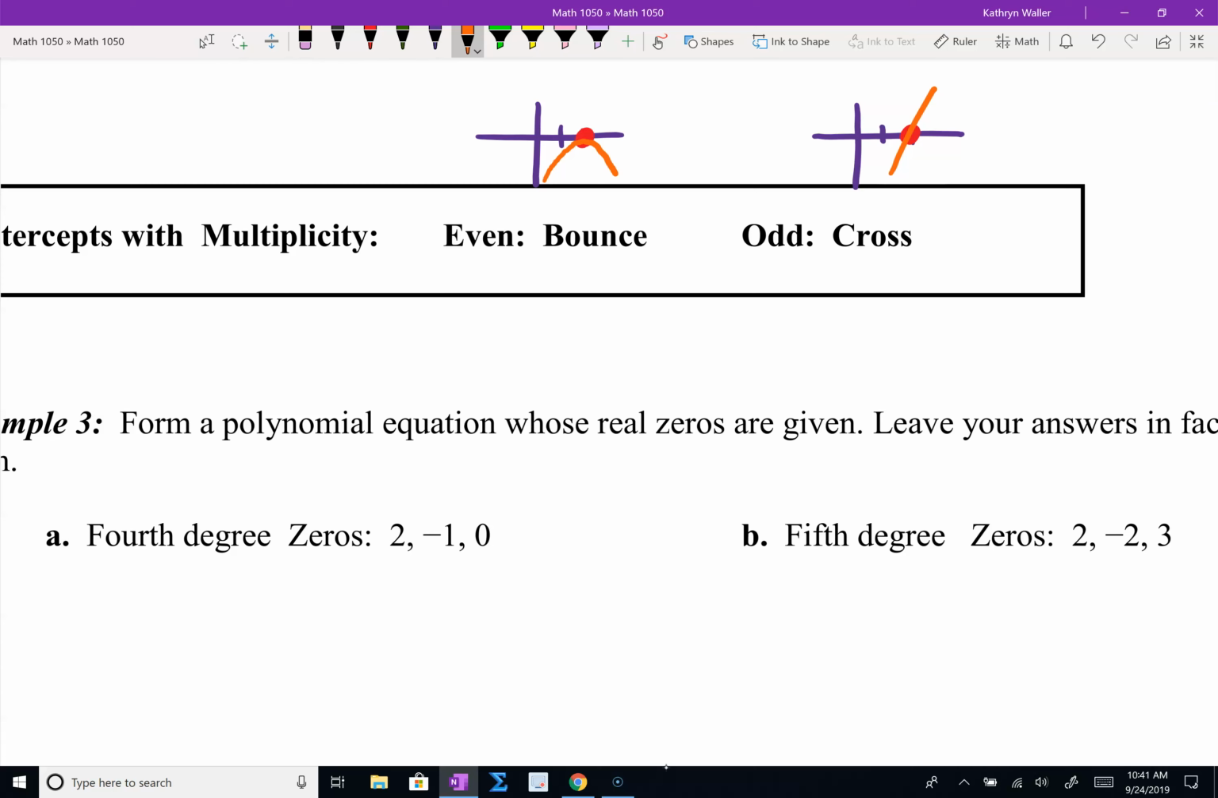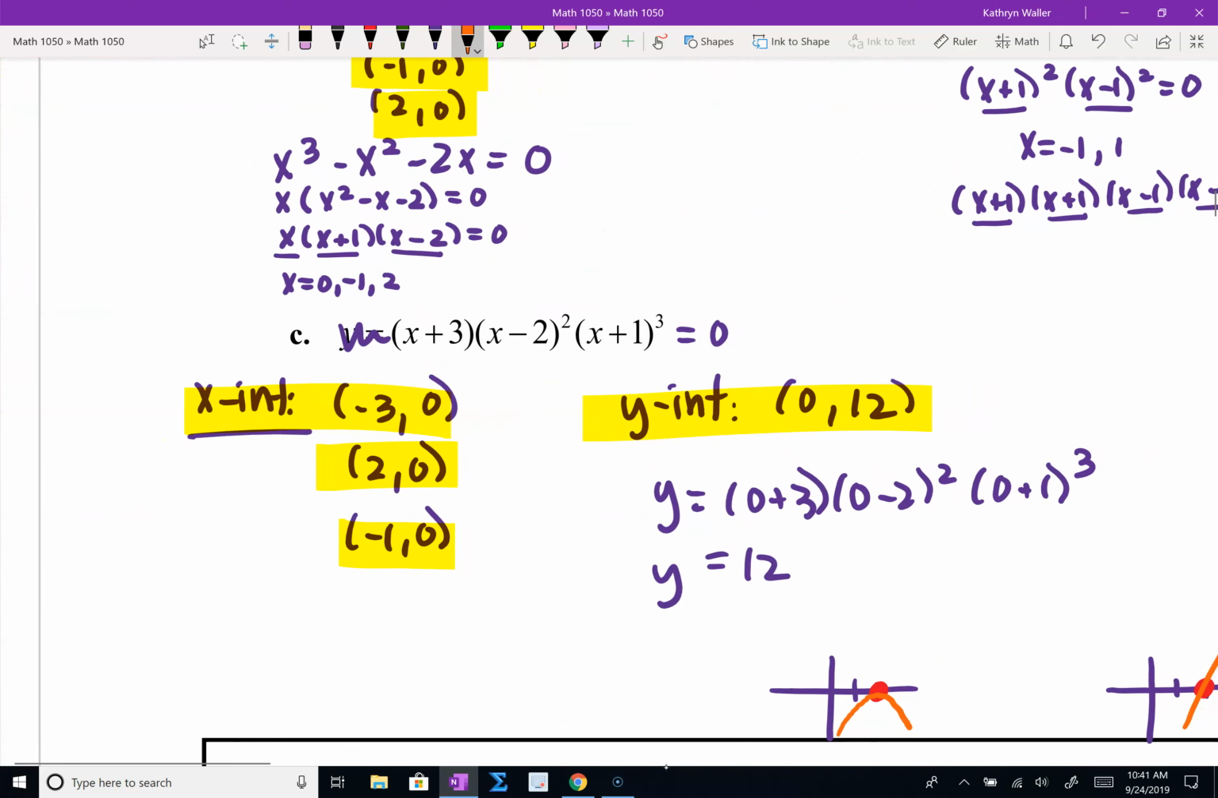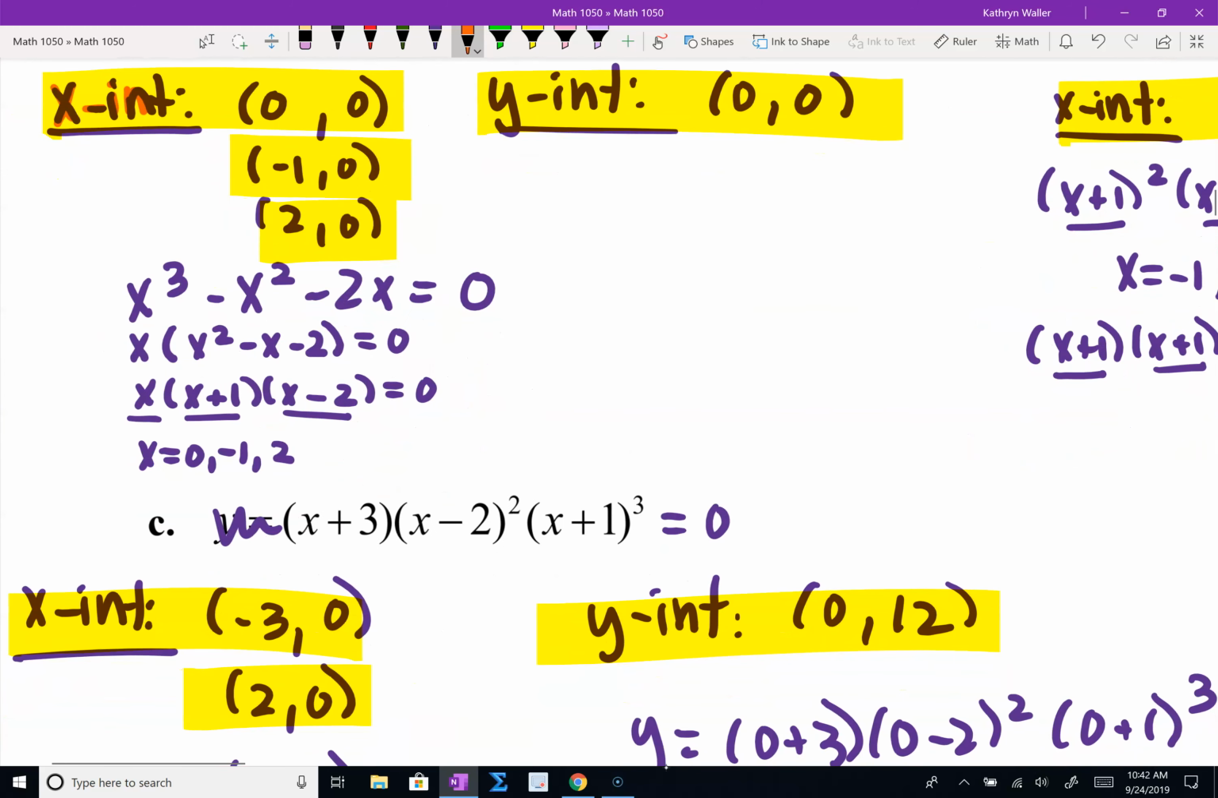Okay, we're going to go back up to the last 3 examples, and we're going to determine if these x-intercepts bounce or cross. Okay, so here we are on A. Do you see the 0, guys? It came from here. Do you see how the exponent's a 1? 1 is odd, and odd means that it crosses. This -1 came from here. Exponent is odd, that means it crosses. X equals 2, exponent's 1, that means that crosses.